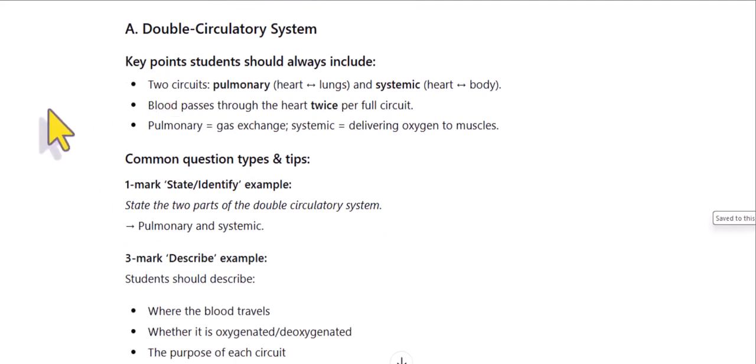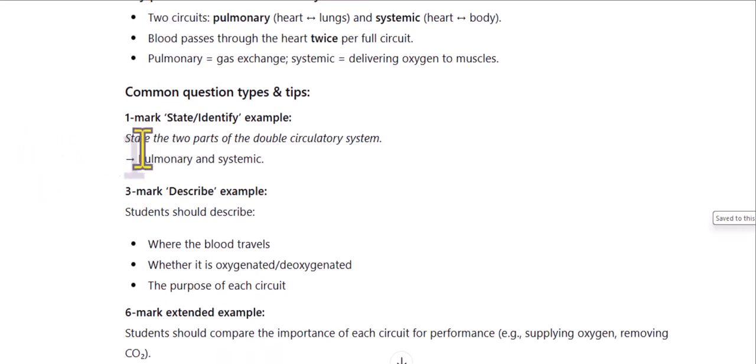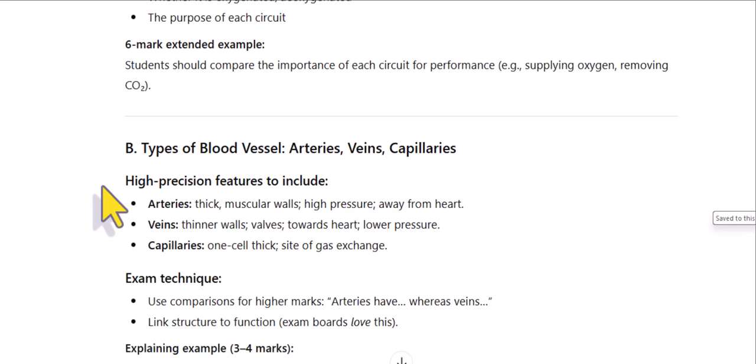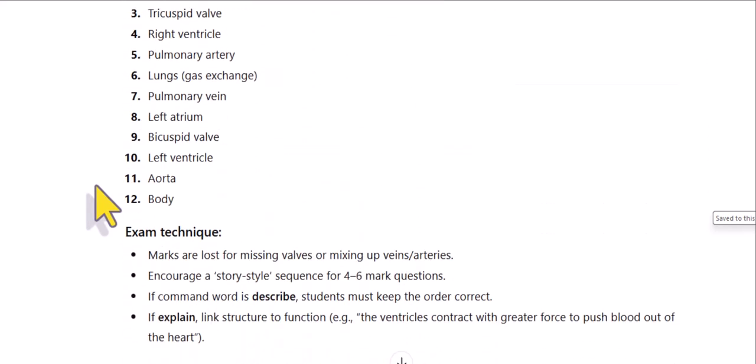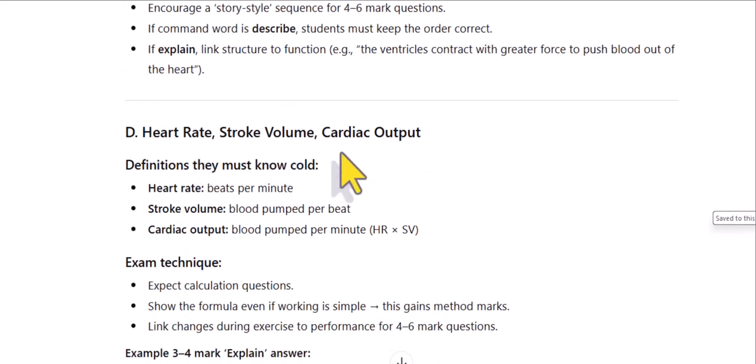Double circulatory system, what do I need to know? What should be included? What sort of common question types are there? And so it goes on. The types of blood vessels, the pathway of blood through the heart, must know the correct order, must know the correct terminology, heart rate. And I say this all the time to my students, sometimes you just have to know these. You just have to know these. You just must know them cold.